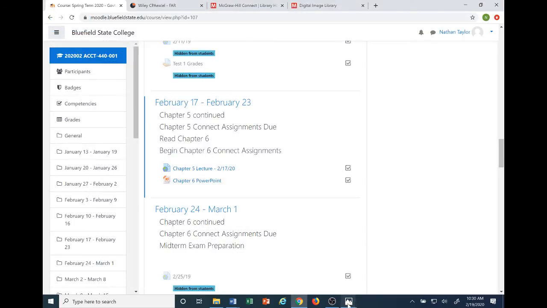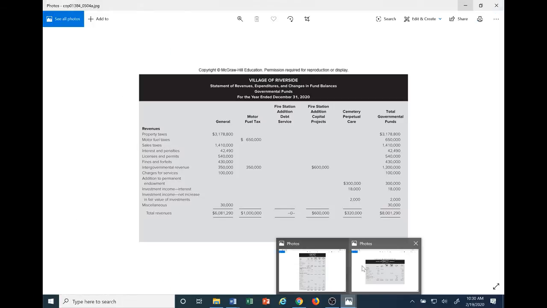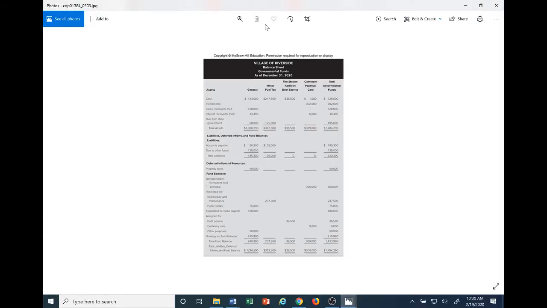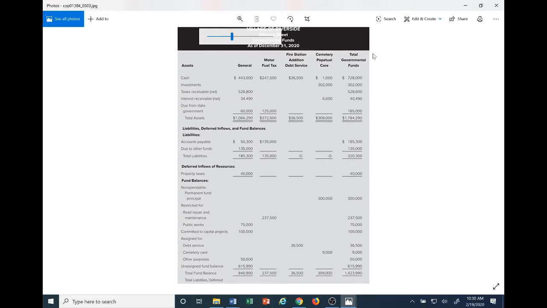And also I want to point out that on these, one thing I should have shown while I had the other one up, but it's not that big of a deal. The total fund balance, this 1,423,990, should match the one on the statement of revenues and other stuff, which we already saw in chapter 2. I just want to point out that those items should match.